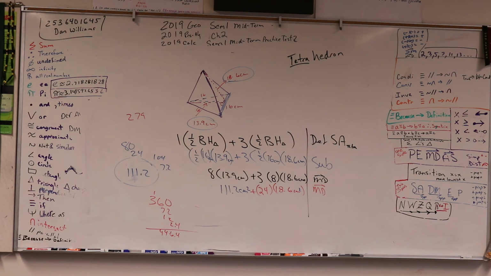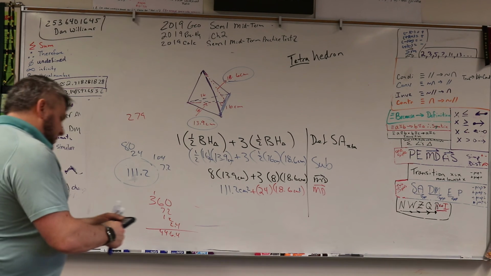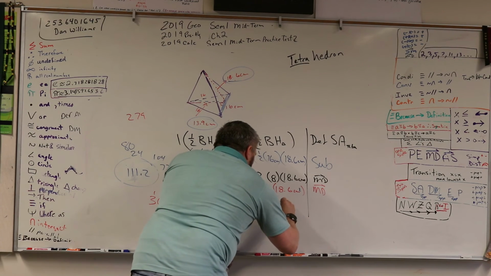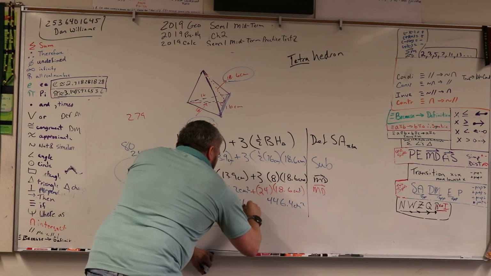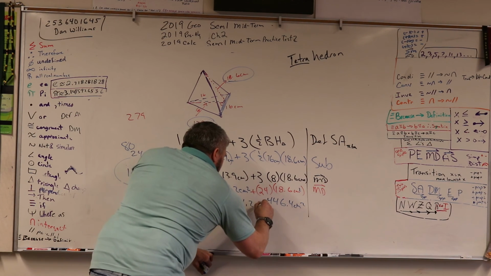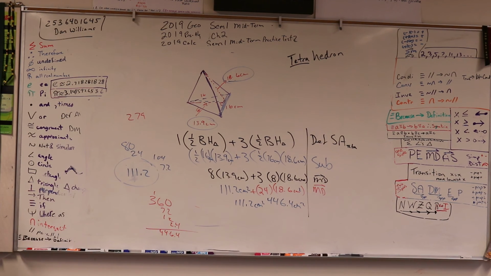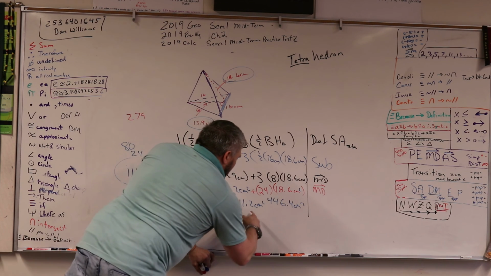So then, guys, focus. So what's 24 times 18.6? 4464. So we did it. Okay? So it's 446.4 centimeters squared plus 111.2 centimeters squared. So we checked our math. Make sure we're doing it with and without the calculator. Yeah, I did grab the calculator.